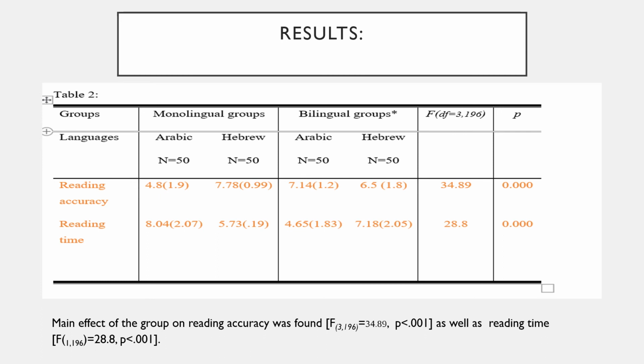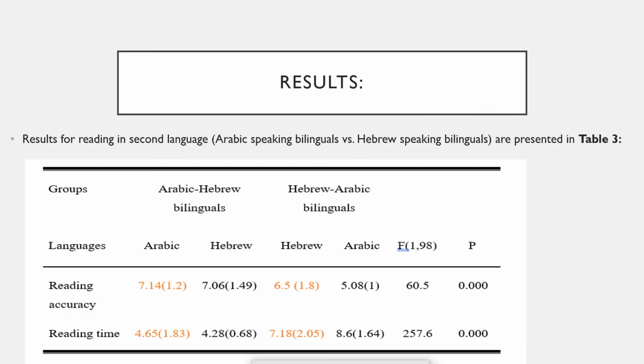As for the reading time, the Arabic-speaking bilinguals did better than Hebrew-speaking monolinguals, and Hebrew-speaking monolinguals did better than Hebrew-speaking bilinguals. Hebrew-speaking bilinguals did better than Arabic-speaking monolinguals. Results for reading in the second language are presented on this table, and the table indicates the following.